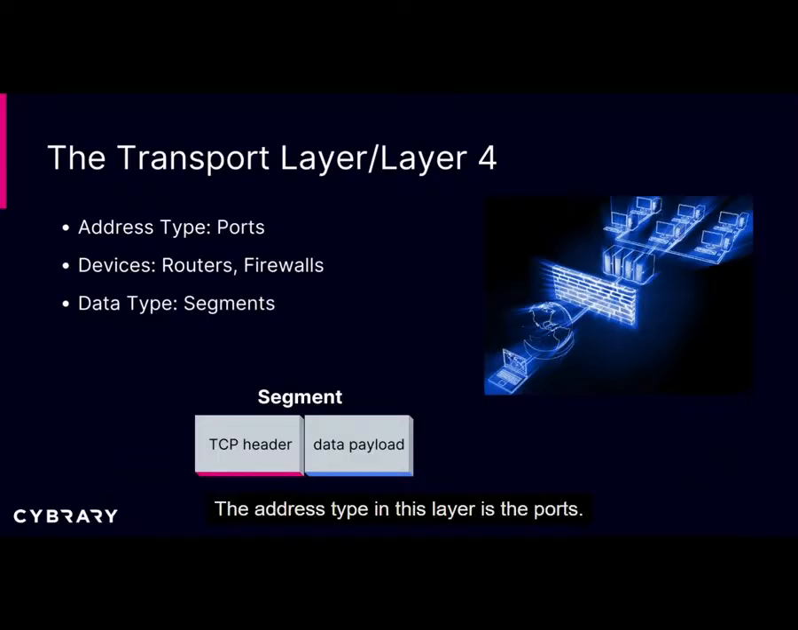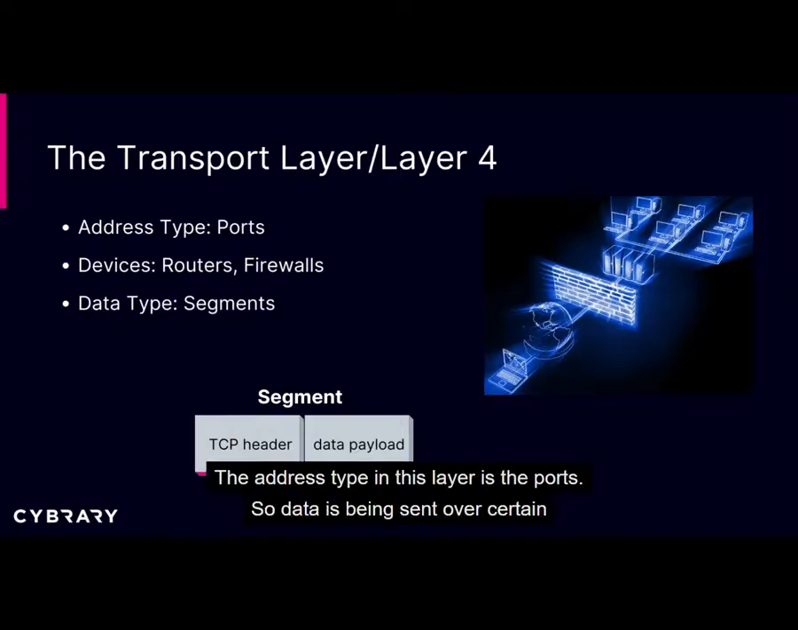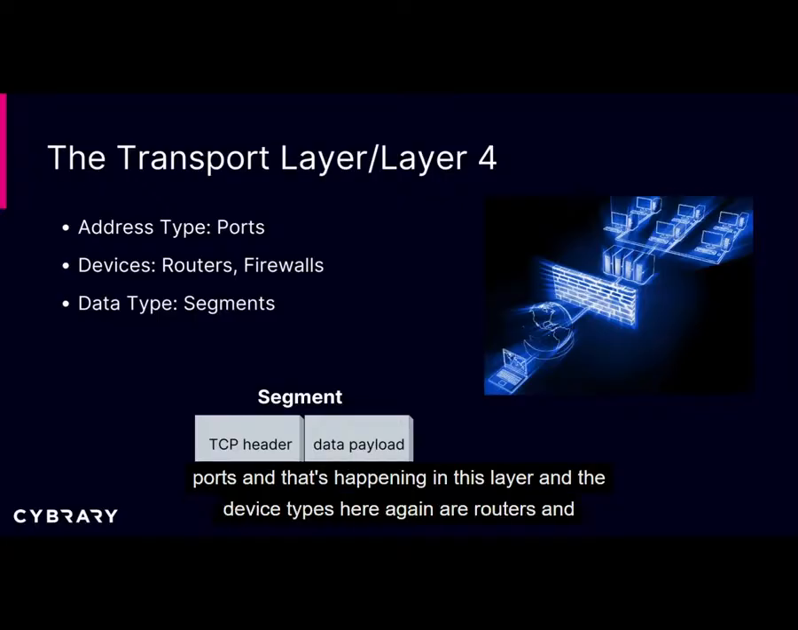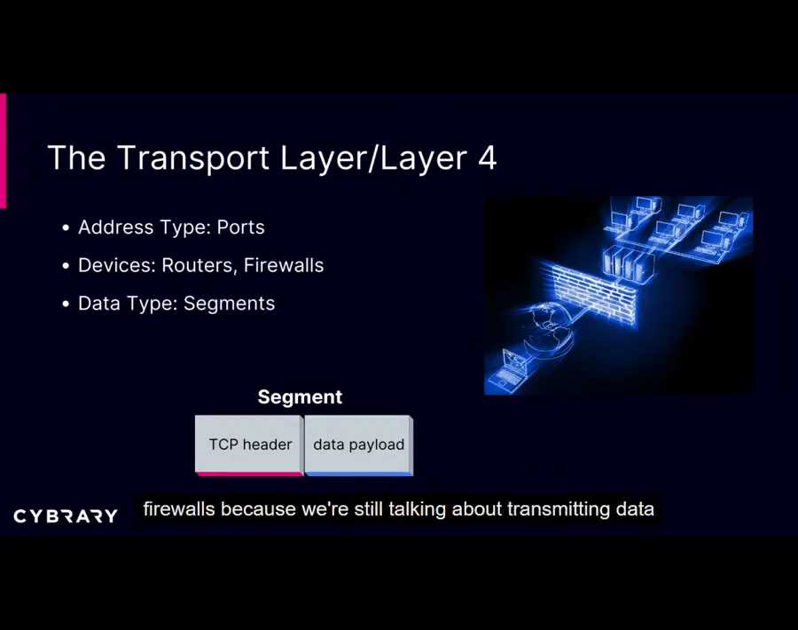The address type in this layer is ports. So data is being sent over certain ports, and that's happening in this layer. And the device types here, again, are routers and firewalls because we're still talking about transmitting data between networks. And you can see that the data type is segments. And again, it's more stripped down from the previous layer.